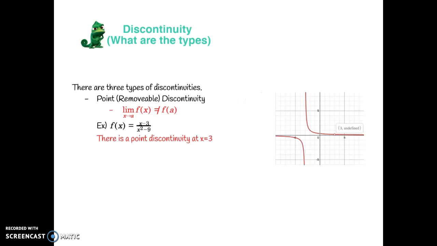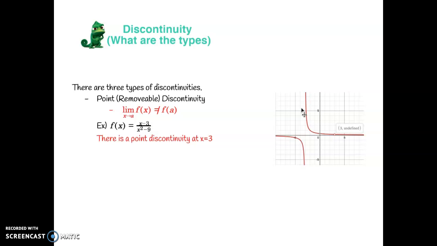So what are some types of discontinuities that we're going to see throughout AP Calculus? There are mainly three types. The first one is called point or removable discontinuity. It is when the limit as x approaches a of f of x is not equal to f of a. But an easier way to think about this type of discontinuity is a hole, which we learned in pre-calculus or algebra 2.